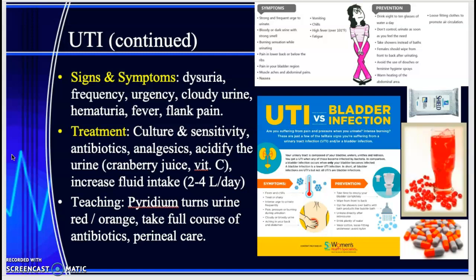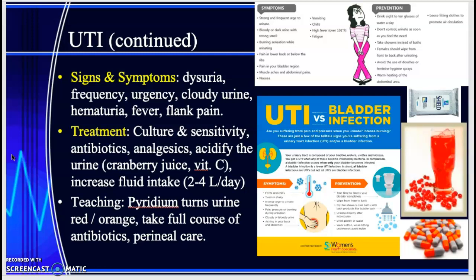Now treatment, we're usually going to do a culture and sensitivity before we start the antibiotics. The culture will show what kind of microbe is growing in the urinary tract, and the sensitivity is going to show us if that microbe is sensitive or resistant to the different antibiotics. And then once we do a culture and sensitivity, then we're going to start them on antibiotics. And sometimes we'll give them analgesics because of the pain.